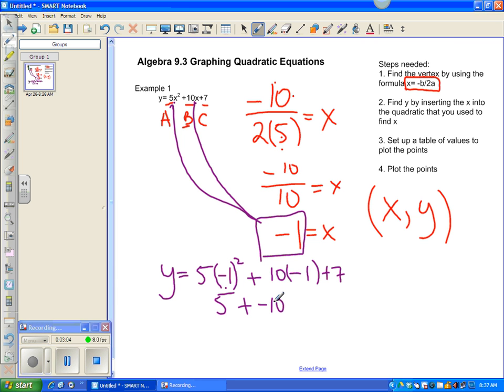This could be written one of two different ways. Plus 7. Now, what is 5 plus a -10? Well, that is a -5, plus 7. And -5 plus 7 is actually 2. So y is equal to 2. In this case, the vertex of this quadratic right here is, where's my x? -1, comma, +2, not -2. It's -1, comma, 2. That's the vertex, the very point of my quadratic.